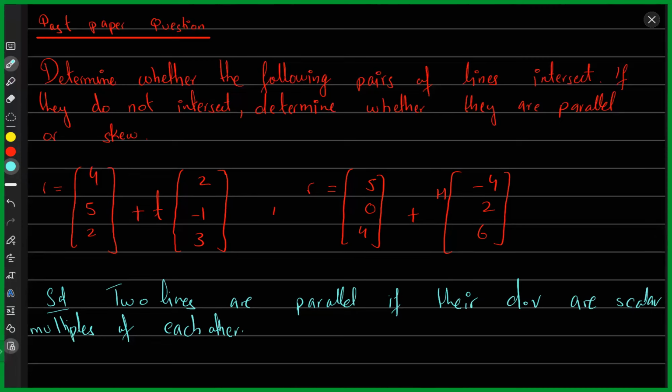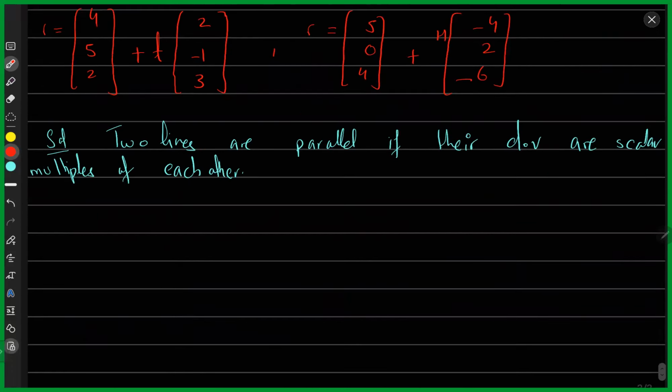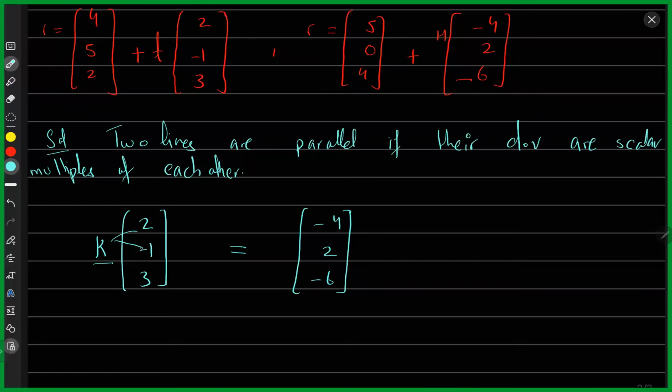So let's examine the two direction vectors. We have (2, -1, 3) as the first direction vector, and then we have (-4, 2, -6). So when exactly would these two lines be parallel? If I multiply something over here, so when I multiply this number with this, I would get (-4, 2, -6). So we need to think if we have any possible case for that.